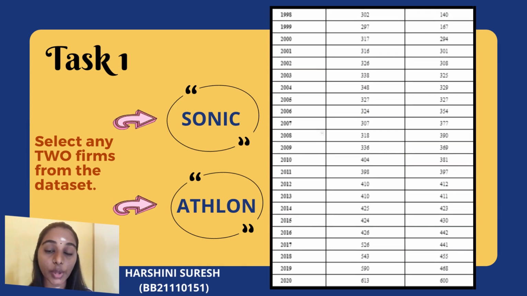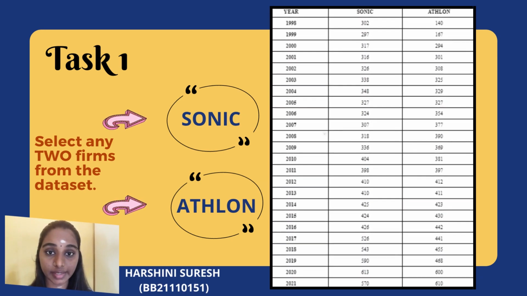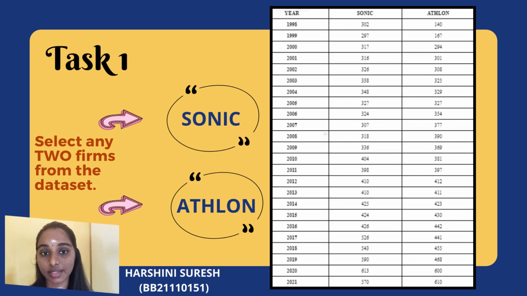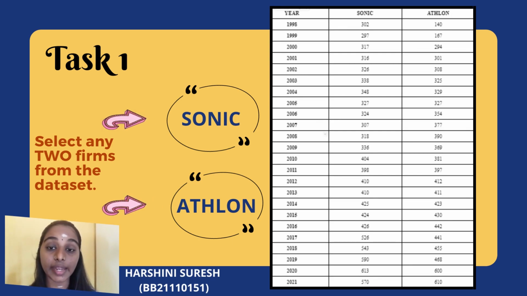Based on Task 1, we have to choose any two firms from the data set to answer the following questions. Our group chose Sonic and Athlon.